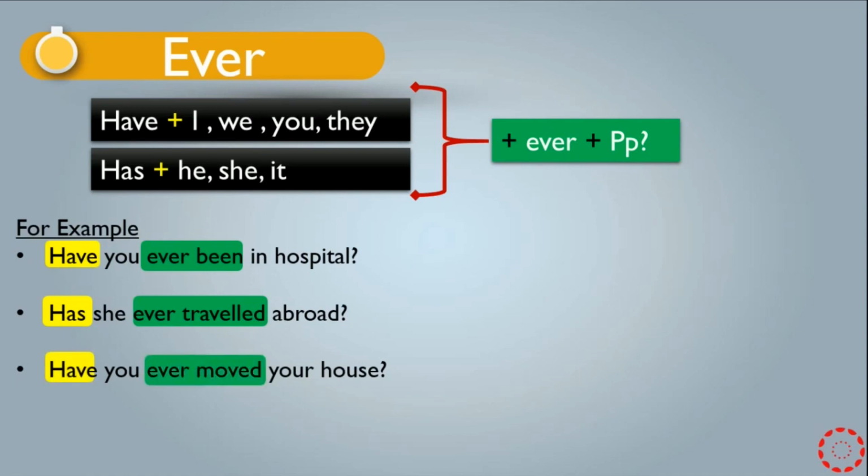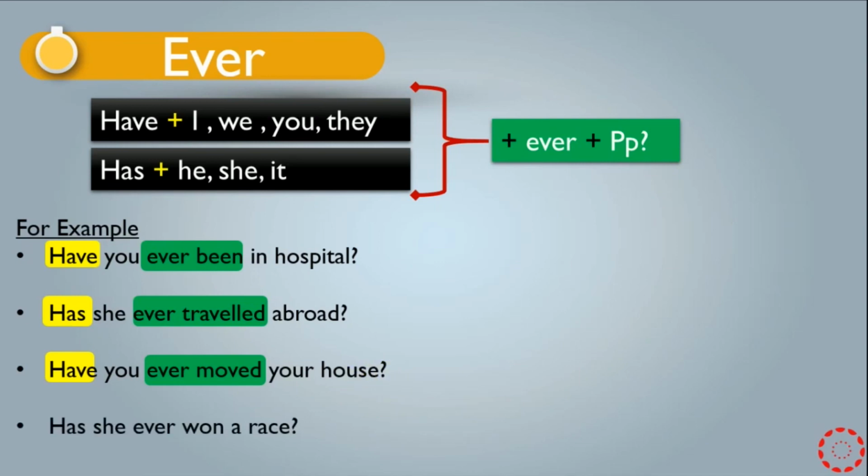As you see, those sentences are like the form above. After have or has, we said we should have a subject, which is you or she. After the subject we have ever plus the past participle. Again we have ever and the verb in past participle form, and we have a complement, and at the end of the sentence we have a question mark, as you see here. So you have to be careful about the form and the sentences.